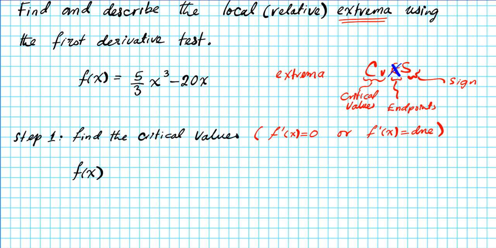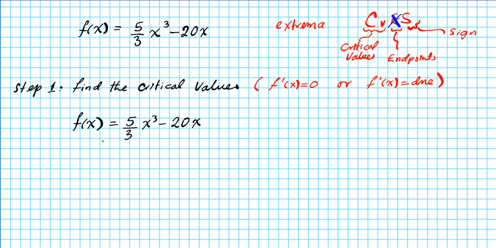So the function is 5/3 x to the third minus 20x. Okay, so we will start by finding the derivative. So f prime of x, we're going to be applying the power rule in differentiating these two terms. So we have 5/3 times, you bring this exponent down, and then you subtract 1 from it, minus the derivative of 20x is just 20, but let me show you the steps. So the power here is 1, you bring that down, and then you subtract 1 from it.